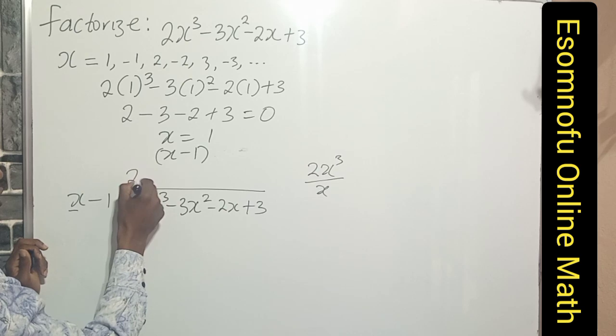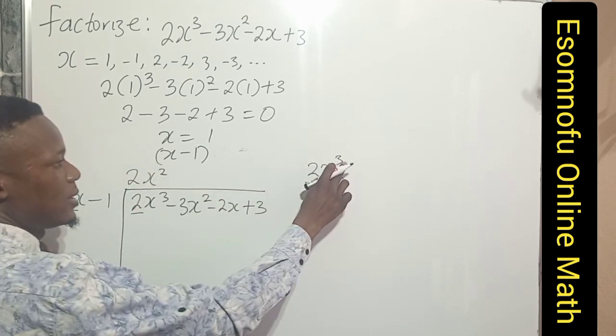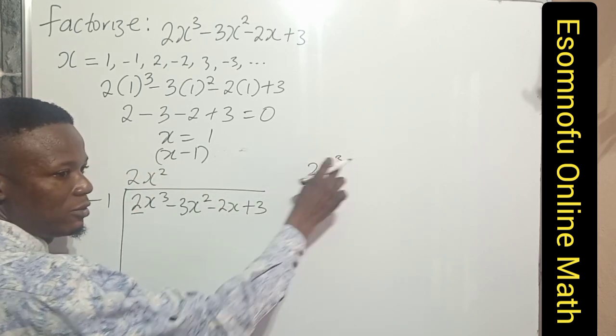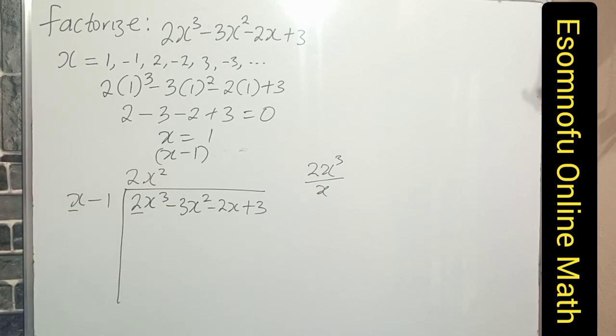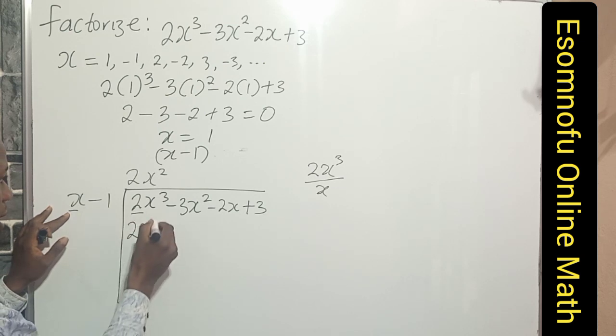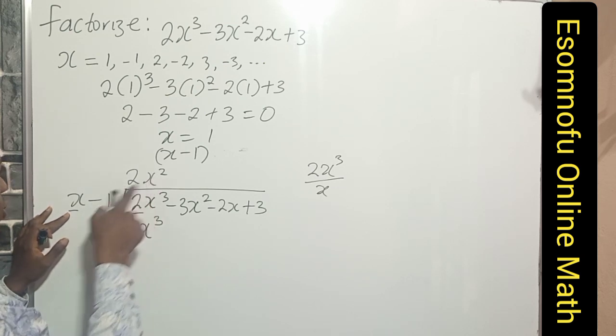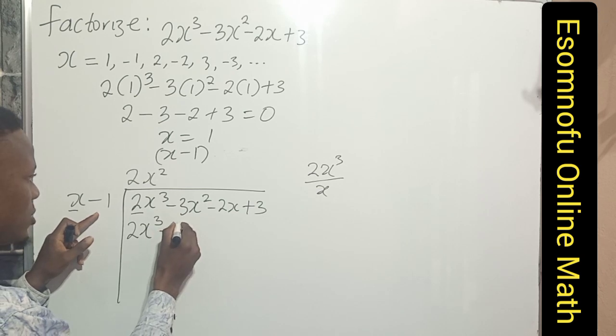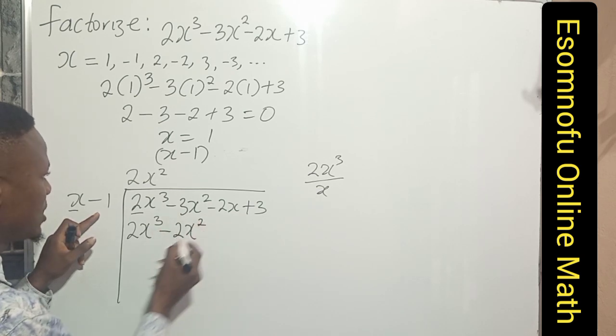So we'll have 2x squared because the power is 3 here and you divide it by 1, so the power reduces to 2. Then remember the long division. After dividing, you multiply. You now say 2x squared times x, it will give us 2x cubed, and 2x squared times minus 1 is minus 2x squared.